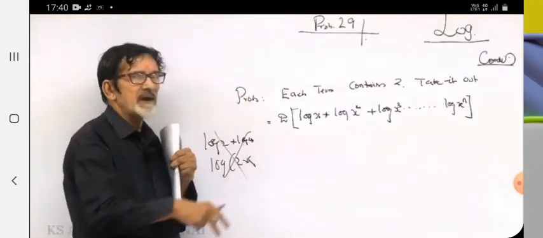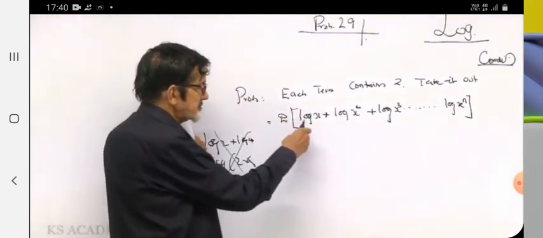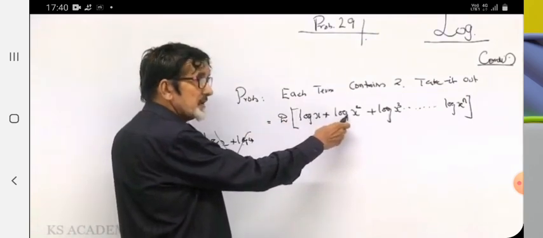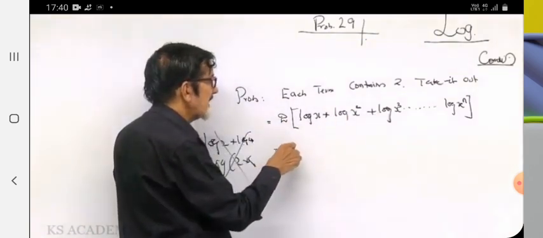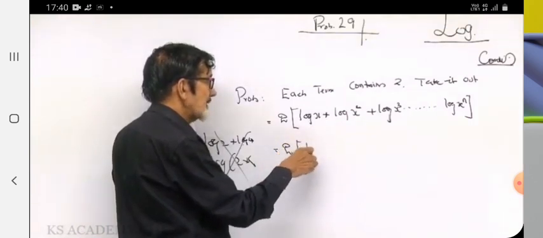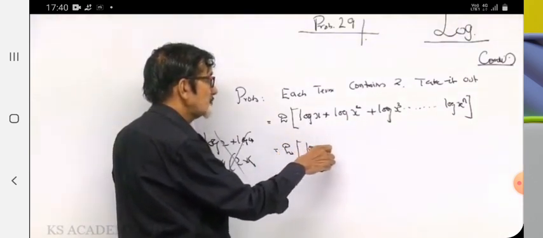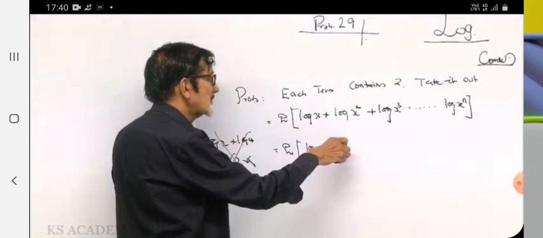After taking this step you have: look at each, log x squared, whole power rule, log x cube, whole power rule. Inside the bracket, 2 will be as it is. Log x, 2 log x.